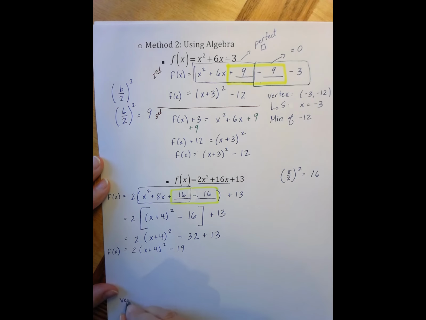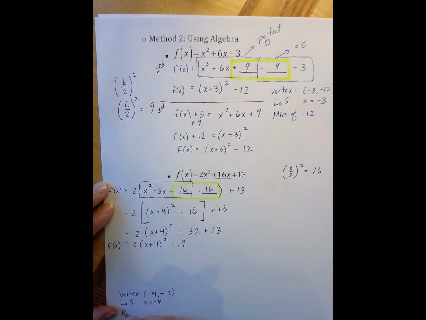So my vertex is negative 4, negative 19. Let me double check that. It may not be negative 19. I feel like I'm doing my math a little too quickly in my head. And it actually should be, yes, it is negative 19. Okay, double check that, so I'm good. So I have my line of symmetry is x equals negative 4. My parabola faces upward, so I have a minimum of negative 19.